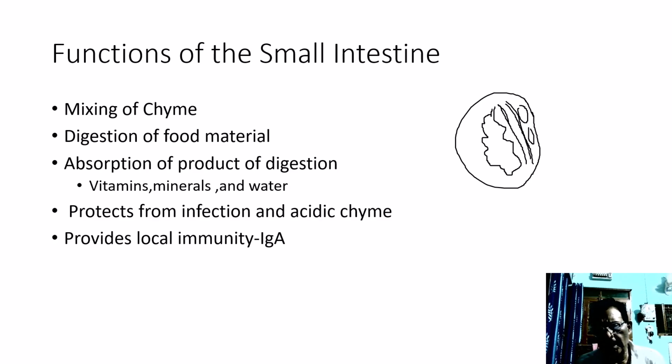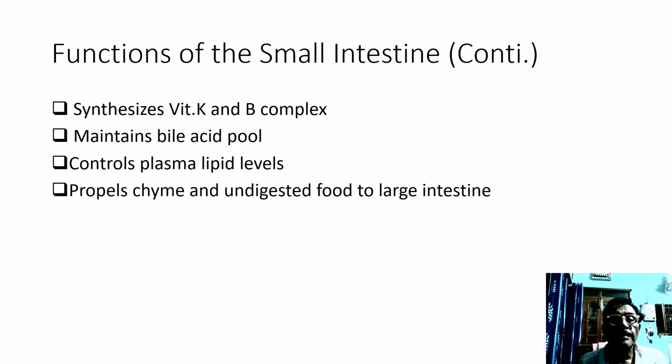It provides local immunity. IgA is secreted in the small intestine. Then synthesis: vitamin K and B complex are synthesized due to the presence of gut flora. Then it maintains the bile acid pool, controls plasma lipid levels and propels chyme and undigested food to the large intestine.